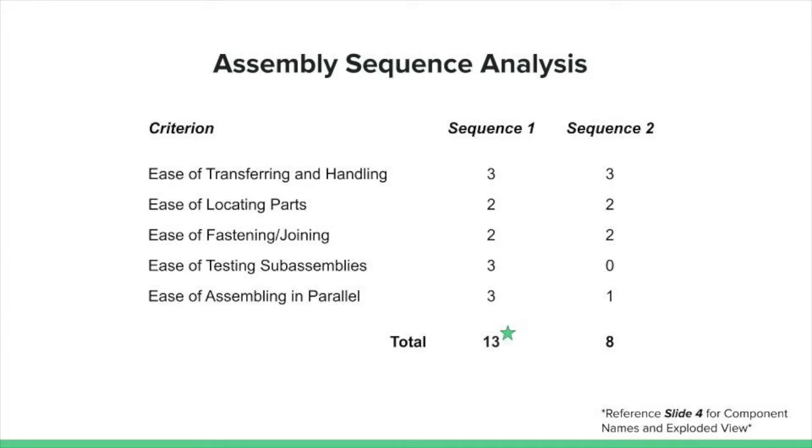After analyzing both of our sequences and scoring them each on ease of transferring and handling, locating parts, fastening, joining, testing sub-assemblies, and assembling in parallel, we concluded that sequence 1 is the superior assembly method. This will be reinforced as we introduce product variants later in the presentation.